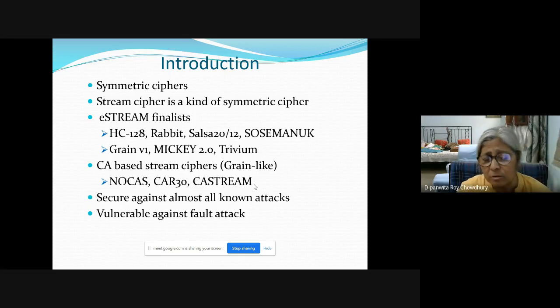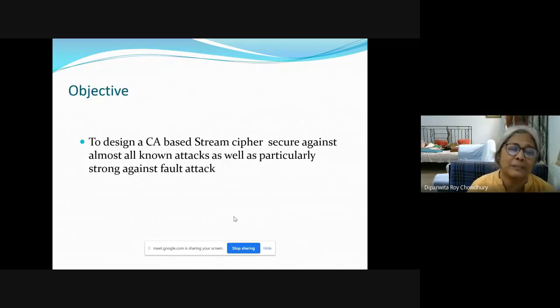And always we try, with minimum cost, to maintain the lightweight property with full security, and how we can make it secure. So the aim is to be secure against almost all known attacks. This is what we are after, and it is vulnerable against fault attack. Fault attack is one of the important things that we are thinking about. So the objective is to design a CA-based stream cipher secure against almost all known attacks, as well as particularly strong against fault attack. But this is one particular thing we are considering, but obviously almost all known attacks. So you understand that this is one difficult task.